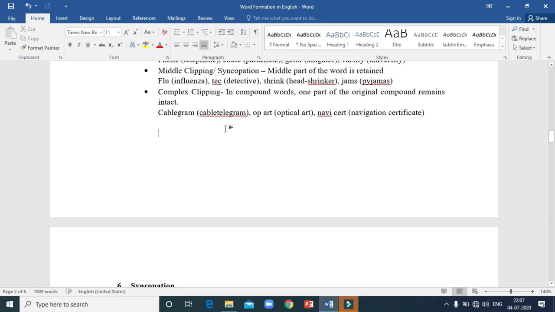Complex clipping is clipping that happens within a compound word. Optical art becomes op art. Navigation certificate becomes navicert. Okay.